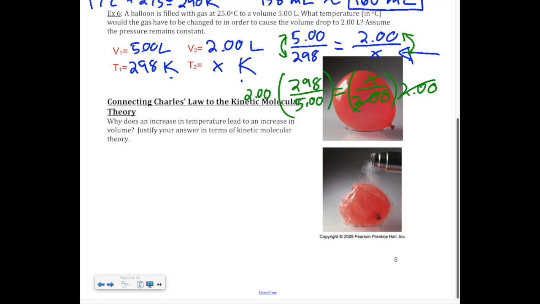To connect Charles' law to kinetic molecular theory, we need to understand why an increase in temperature leads to an increase in volume. Well, if I increase the temperature, it causes an increase in kinetic energy and the speed of the molecules. This causes more collisions with the container, which will increase the volume if the pressure remains constant. Those little gas particles are pushing on the container, and if the pressure has to remain constant, I need to expand the volume. Think of something more like a piston. If I increase the temperature, I will increase the volume.